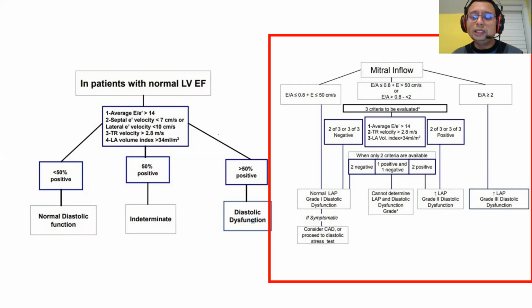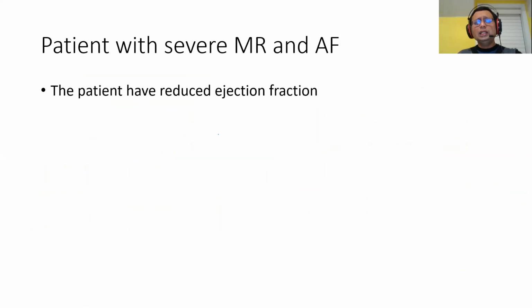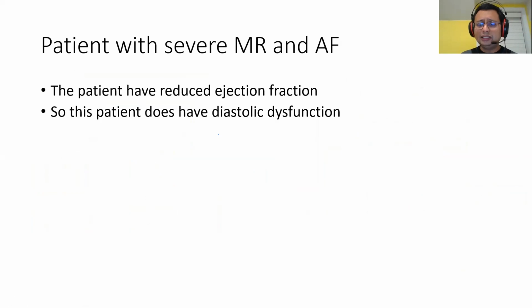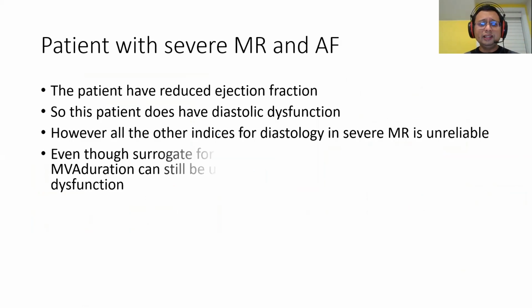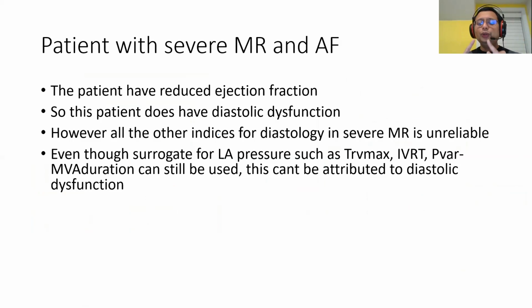So we need to see supplementary criteria for this patient, right? So this patient has reduced ejection fraction, so does have diastolic dysfunction. However, all the other indices in algorithm 2 are unreliable, all right? But we can still use the TRV max. So one of the indices is useful. You can use IVRT. You can use the pulmonary vein flow to estimate LA pressure. But we cannot attribute it solely to LV dysfunction.